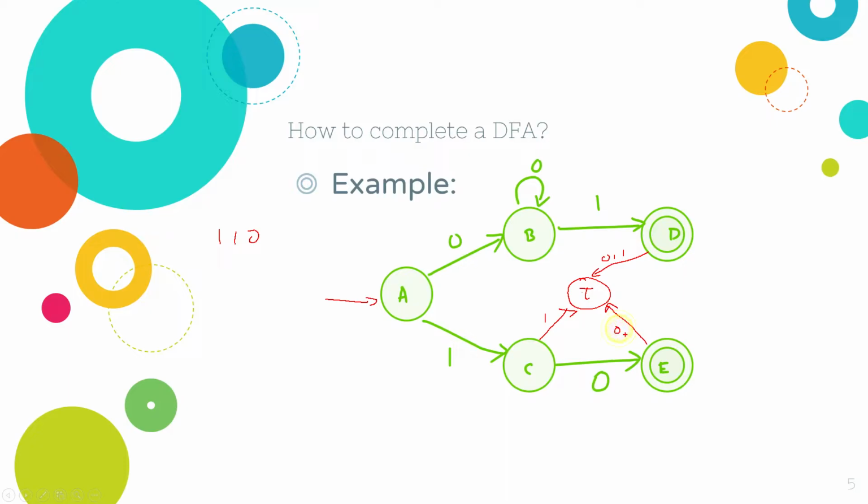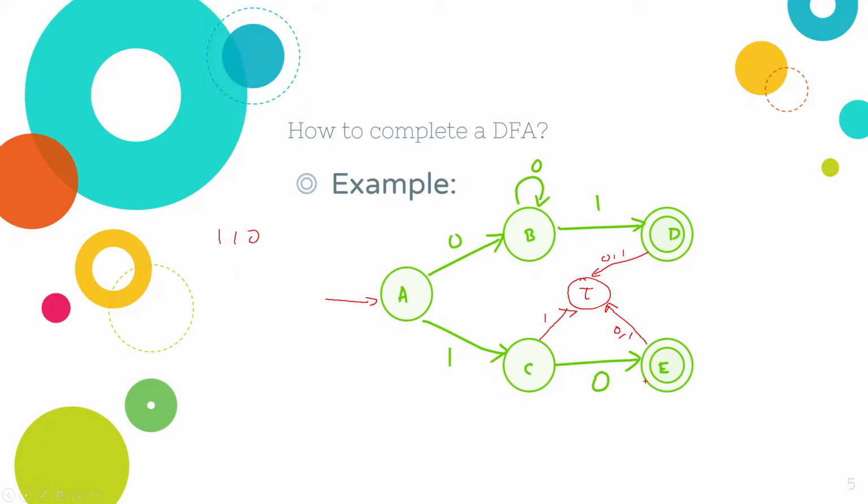For state E also, it's incomplete, because we have not mentioned what happens if you get input over here. For state A, if you get input 0, you go to B. You get input 1, you go to state C. For B also, if you get an input 0, you are still in B. If you get an input 1, you are going to state D. Now D is also complete. If you get 0 or 1, you go to state T.